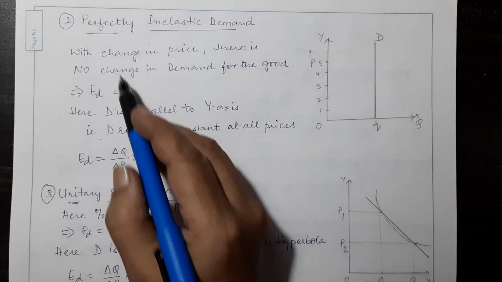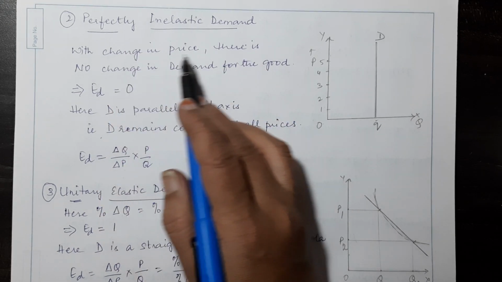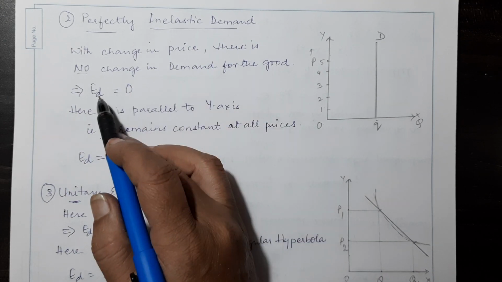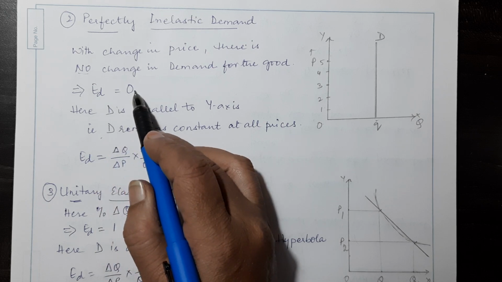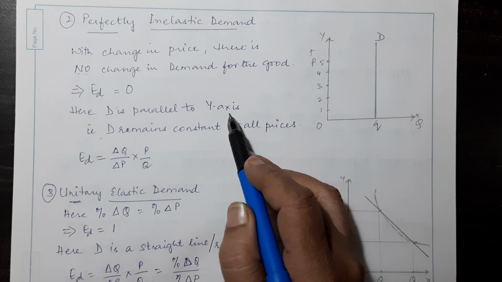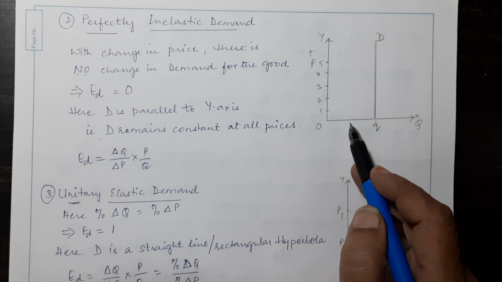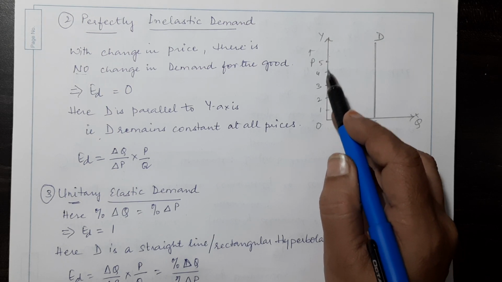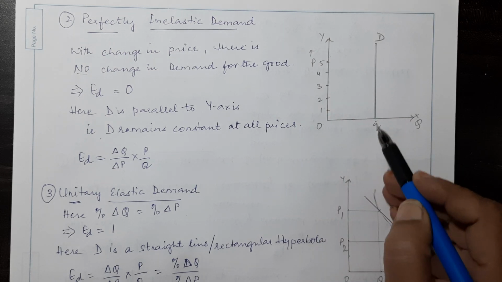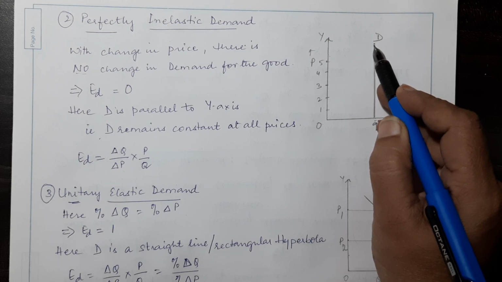The next degree is perfectly inelastic demand. Here, with change in price, there is no change in demand for the good. That means the elasticity of demand is 0. Here, the demand curve will be parallel to y-axis. That means demand remains constant at all prices. As you can see here in the graphical representation, whatever the price be, we represent price on the y-axis, no? So whatever the price be, the demand is the same, Q. So it is a parallel line to y-axis.